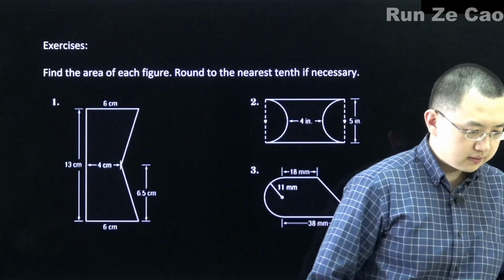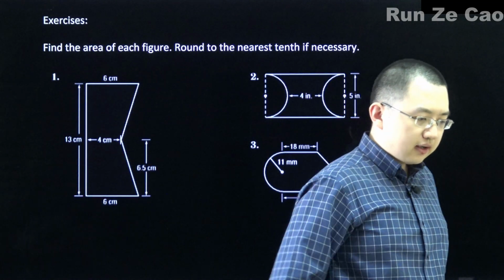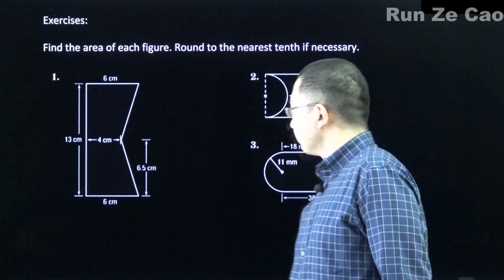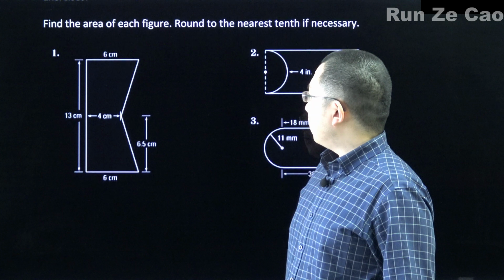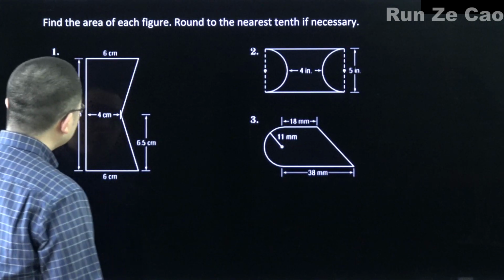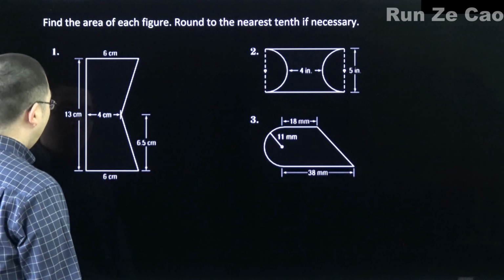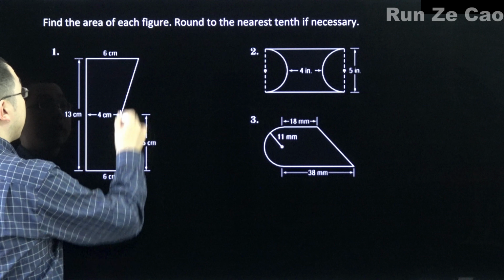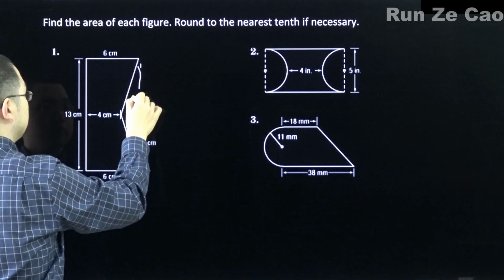Okay, let's do some exercises. Find the area of each figure and round to the nearest tenth if necessary. Well, here we can go with 2 trapezoids. Or we can go with a rectangle minus a triangle. I'm going to go with the rectangle minus the triangle.